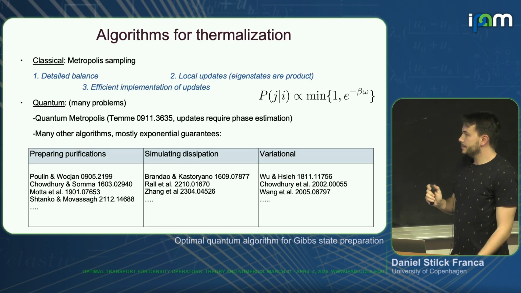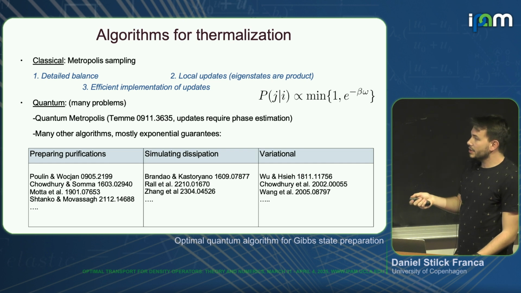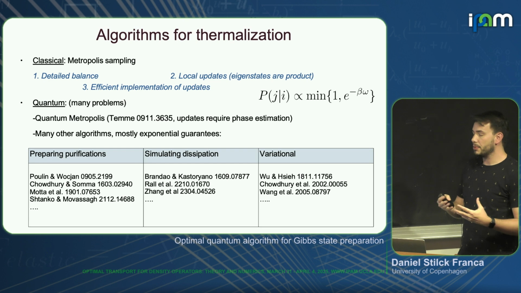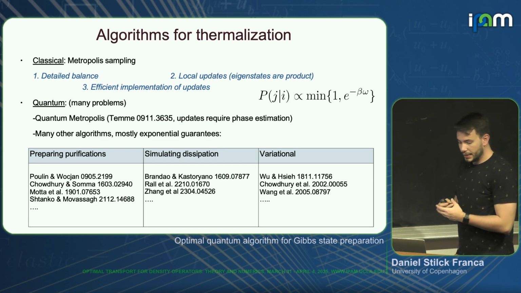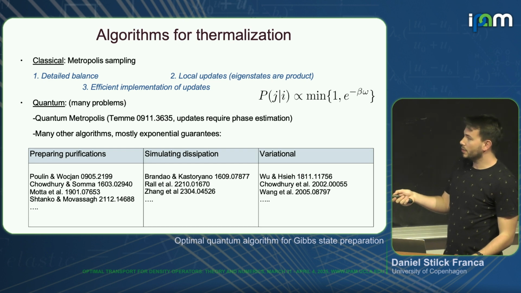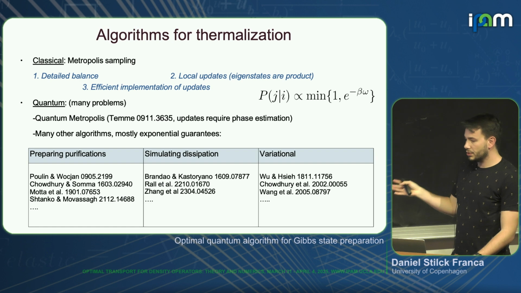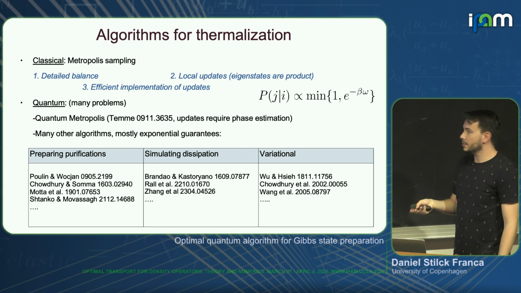So if you again go back and make the connection with classical Metropolis sampling, we see that it has the following three very nice features. It satisfies this detailed balance condition I mentioned before, which you can use to show that the Gibbs state will always be a fixed point.